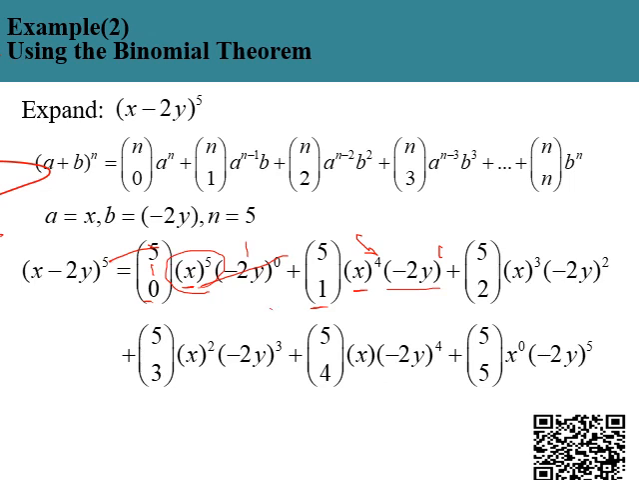Then the third term, 5 above 2, x to the power of 3, and -2y to the power of 2. 5 minus 2 is equal to 3, so 3 here came from 5 minus 2 in the binomial coefficient, and 2 as the base here is equal to 2. The fourth term is 5 and 3, x to the power of 2, the difference between 5 and 3, and -2y to the power of 3. Now let's find.